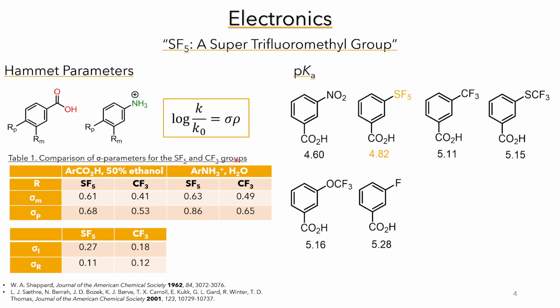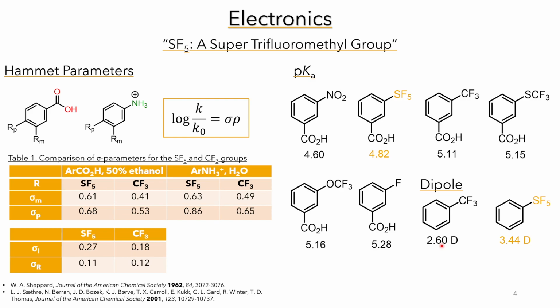Now, the pKa, which we're all more familiar with, also shows the same story, where we see a much lower pKa for the SF5, almost comparable to the nitro group in terms of its electron withdrawing ability. And the dipole moment of the aryl SF5 here is much higher than the dipole moment of the trifluoromethyl toluene. This just means that it's able to polarize bonds more effectively than CF3.